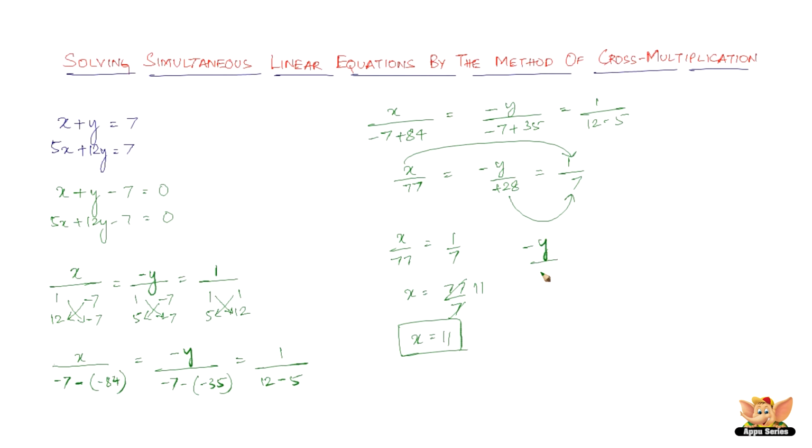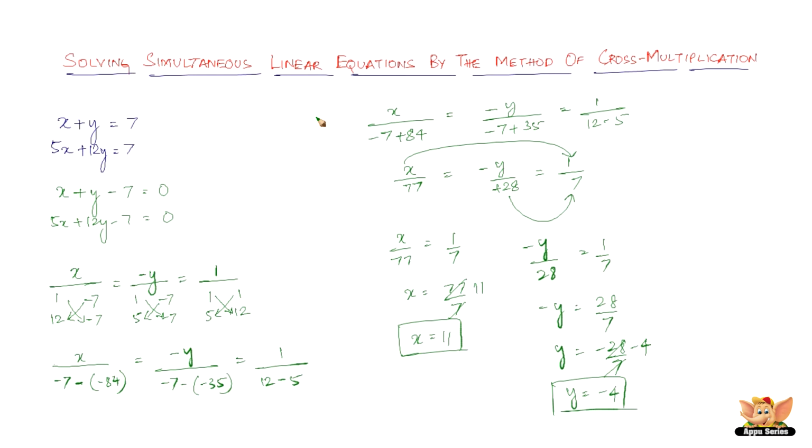And as far as y is concerned, it is minus y by 28 equals 1 by 7, or minus y equals 28 by 7, or y equals minus 28 by 7, which is 7 goes minus 4 times in minus 28. So y equals minus 4. So this is how we solve simultaneous linear equations by the method of cross multiplication. So we found the values of x and y. It may appear a little lengthy, but well, it's fine. This is just another method to solve. So solve this method only if asked to solve in the method of cross multiplication, or you could use anything that you like. Can be substitution method or elimination method or the cross multiplication method.